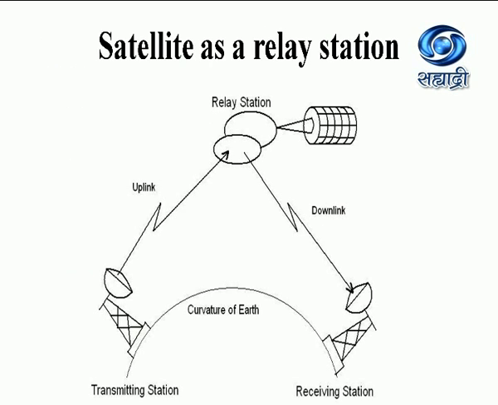So this is the satellite as a relay station. When we want to transmit some signal by using satellites, we can use this satellite as a relay station, known as a repeater, where transmitting and receiving stations are installed on the Earth, and we can transmit the uplink frequency to this relay station, and we can receive the downlink frequency from this relay station.